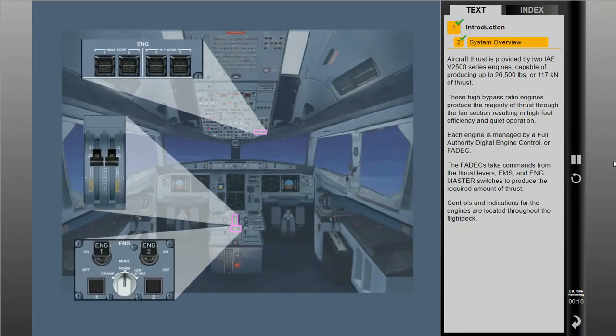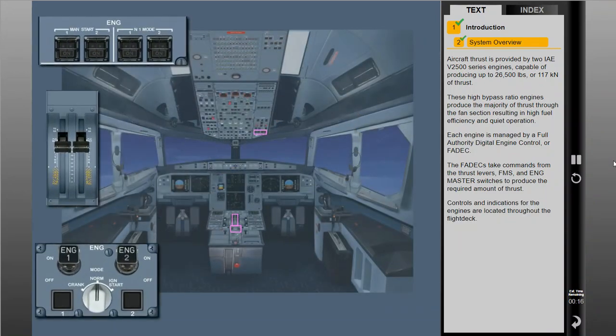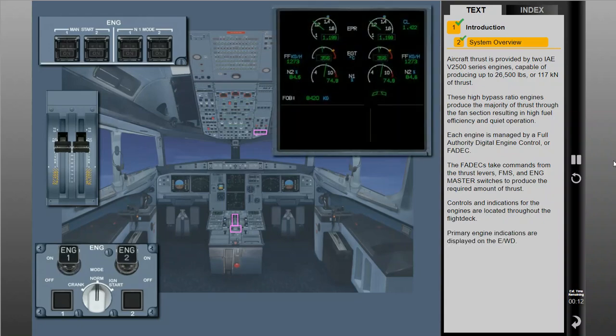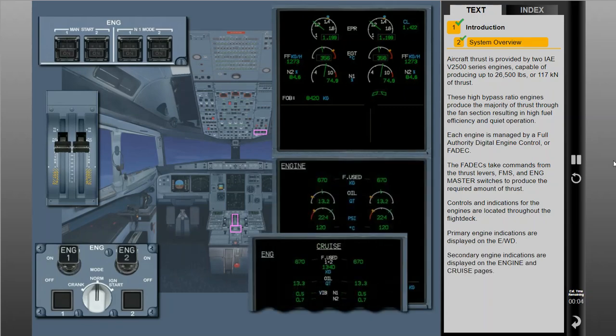Controls and indications for the engines are located throughout the flight deck. Primary engine indications are displayed on the Engine and Warning Display, or EWD. Secondary engine indications are displayed on the Engine and Cruise pages.